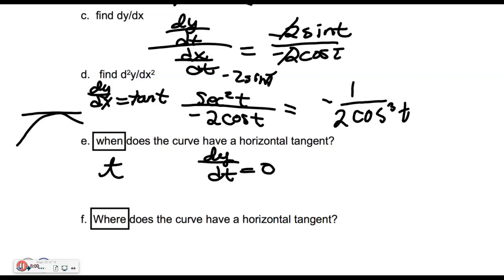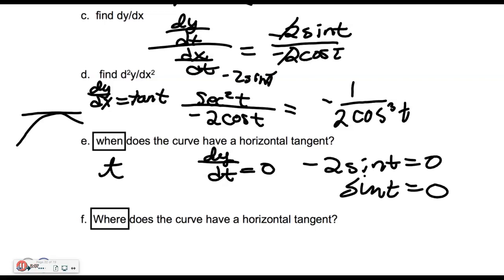My dy/dt was negative 2 sine t, so I'm setting that equal to 0, so basically sine has to equal 0. Where does that happen? At 0, pi, yeah, and 2 pi, it depends on what the domain looks like. So when it says where, what do you need to do? Plug those in, yeah. So this would be at t equals 0 and pi.